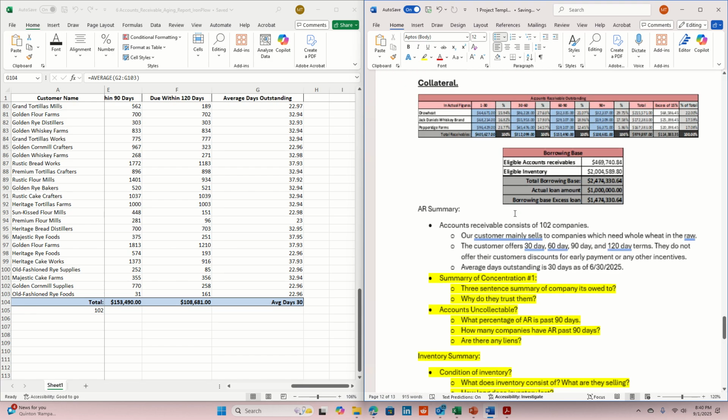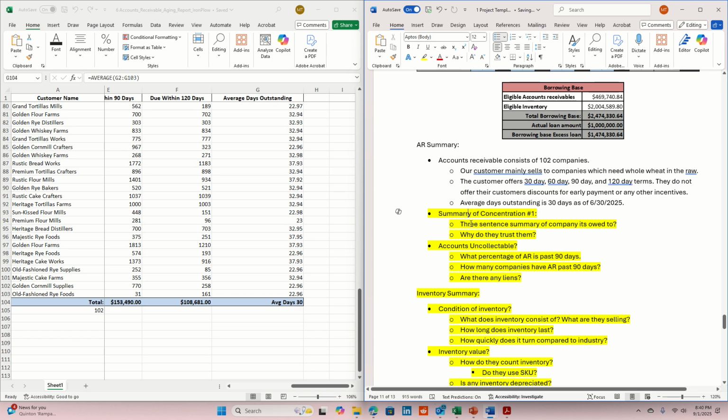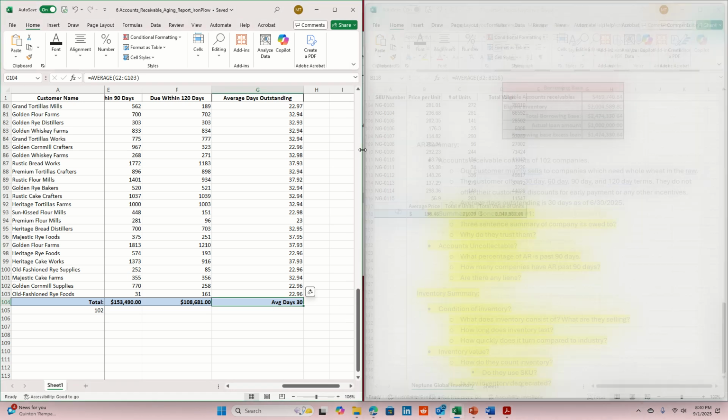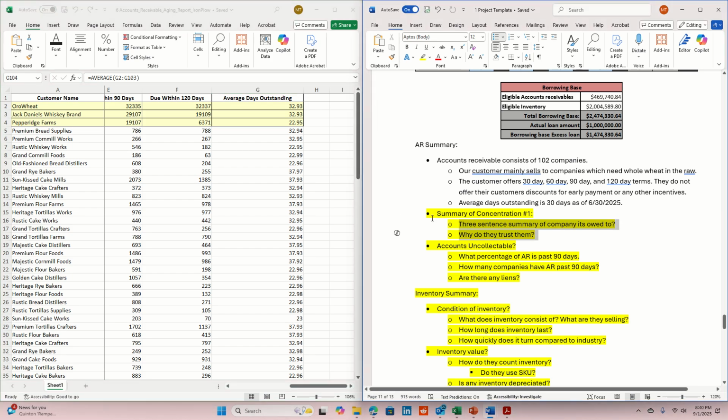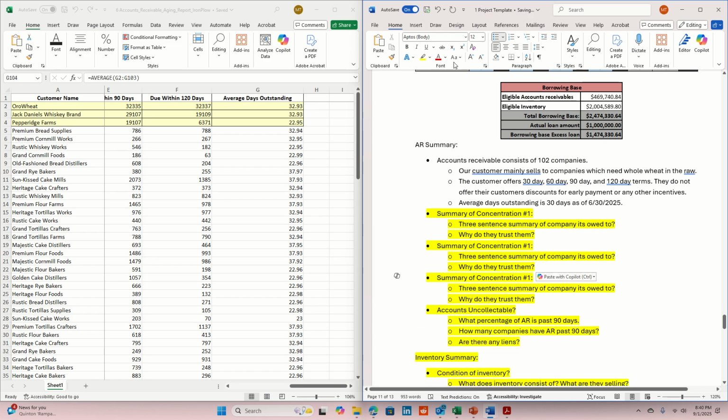Okay. So we still have to do our summary of concentration 1. And remember, we're not just going to do a summary of concentration 1. We're going to do a summary of all 3 of the larger companies. I only have summary of concentration 1 because once you finish it, you can Control C and Control V to create more. If you're on a Mac, it should be Command C and Command V. Anyways, you can copy and paste it and it'll create more.